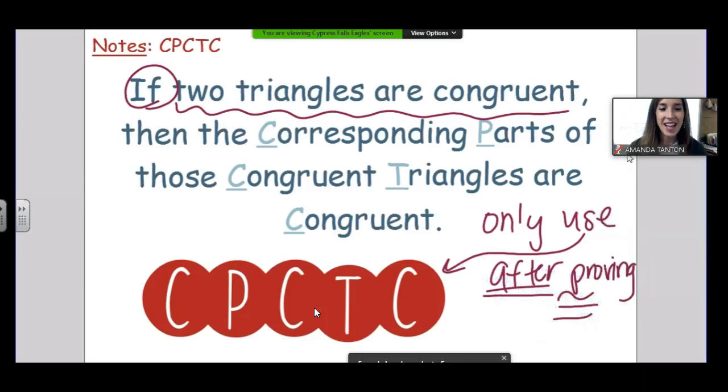So this is like the extension of what we've been learning. This is when you go beyond proving them congruent. You thought when you proved them congruent by side angle side, you were done. But there's actually an extension to it, and that's what CPCTC is. So let's see how this plays out.